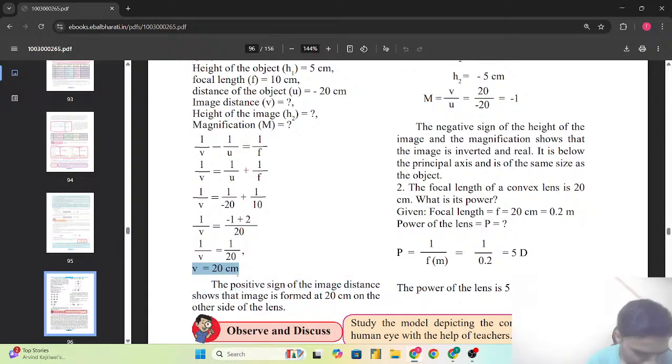So the positive sign of the image distance shows that the image is formed at 20 centimeter on the other side of the lens. The object distance we had taken as negative, as the object is placed towards the left side. So the object distance u is equals to minus 20, but the image formed will be at positive 20. So positive 20 where? On the right side. So right side of the lens. So the image is formed, and the size or height of the image is 20 centimeter.